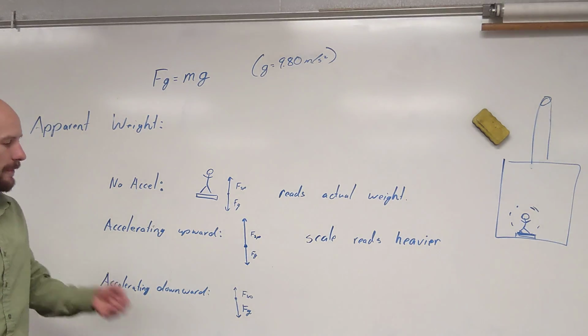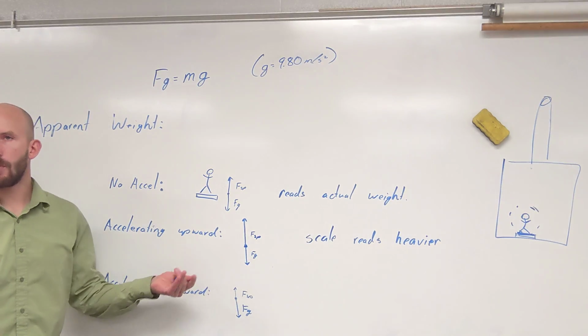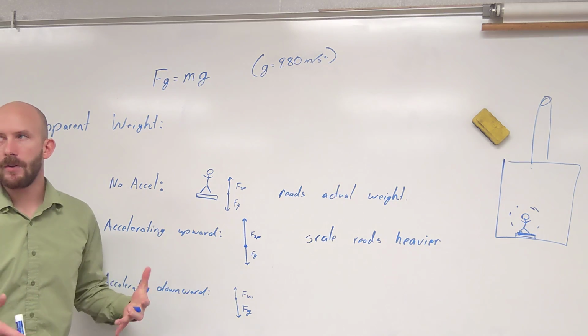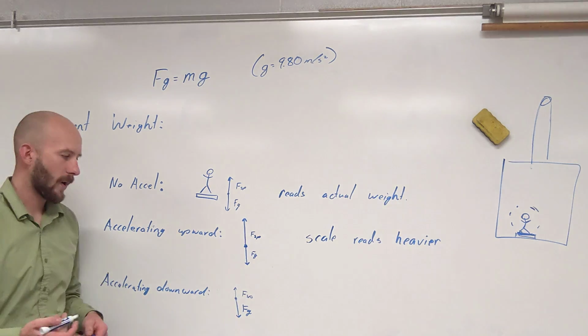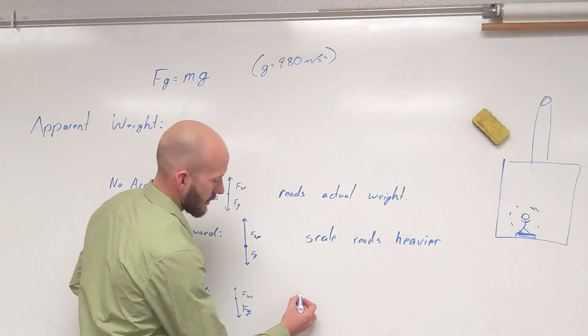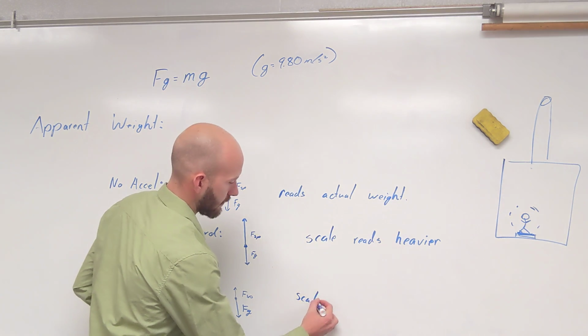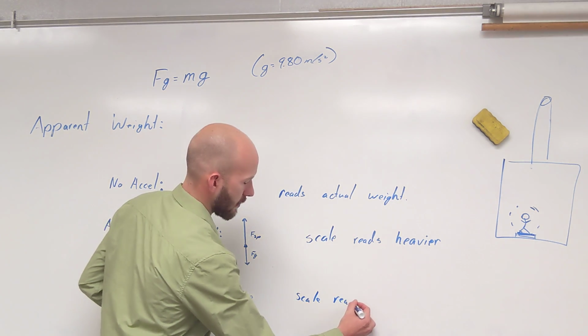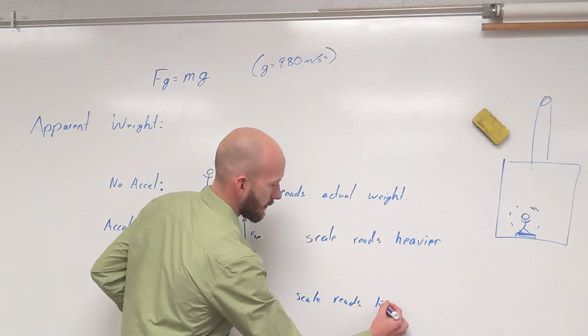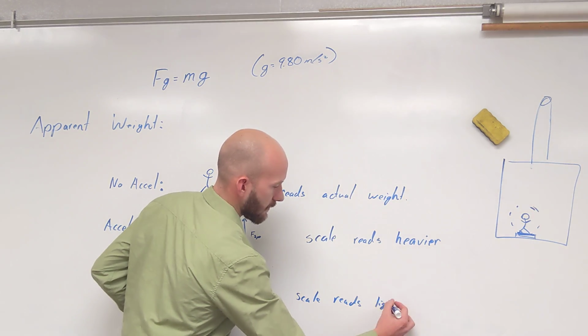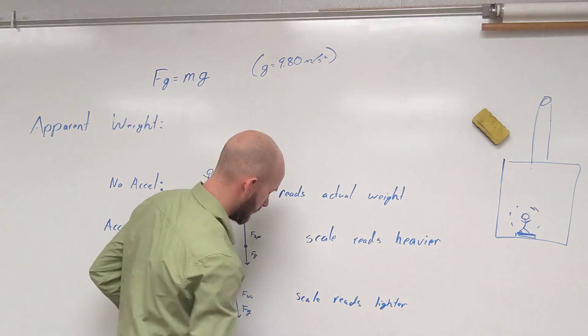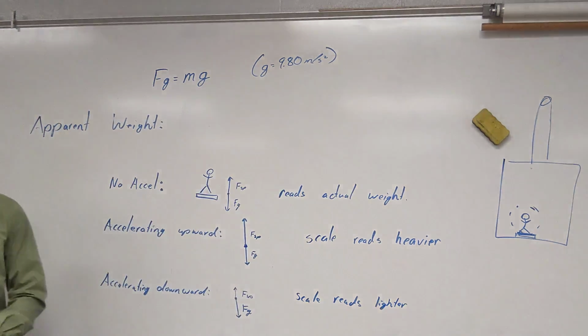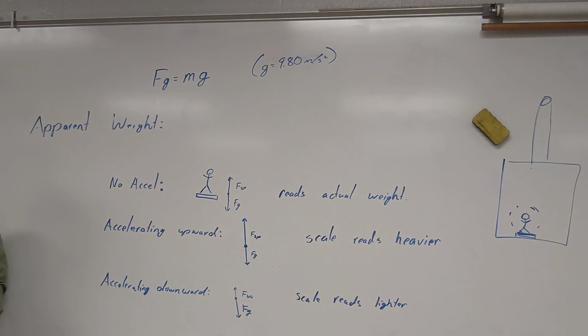Okay, so the net force is downward, so it's not balanced. Your weight is actually greater, and this will cause the scale to read lighter. Okay. Does that make sense? All right. Okay, now this I think is pretty logical.